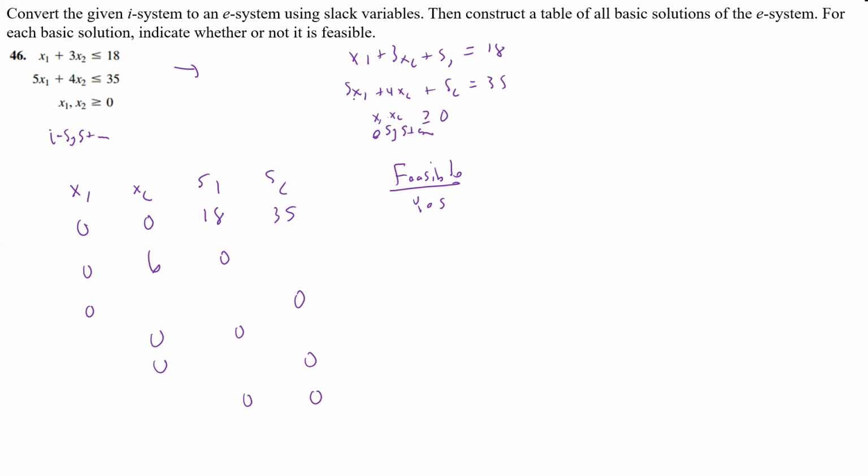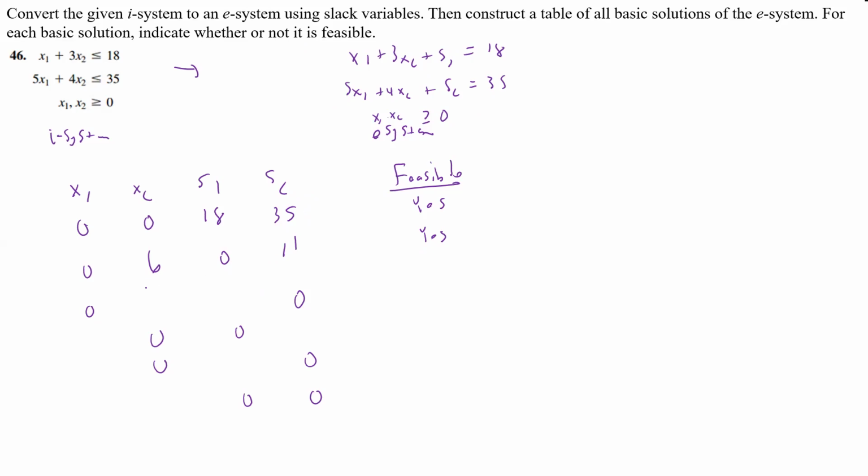Now, if we plug in x1 and in this case x2 is 6, that's going to give us 0, 24, subtract 24 from here, we get 11. So s2 is 11. Okay, so that works, so that's feasible. Now we plug in X1 and S2 here. That one and that one are 0. So for X2, now we divide by 4. So that looks like X2 is 35 over 4.